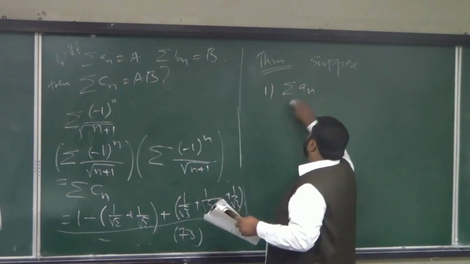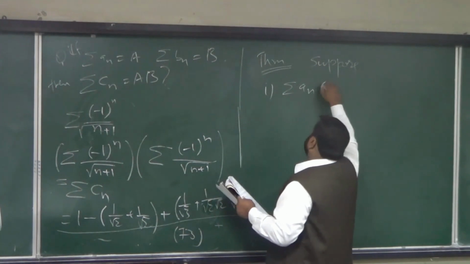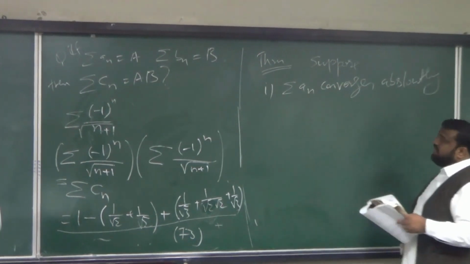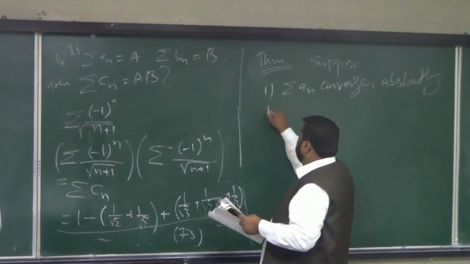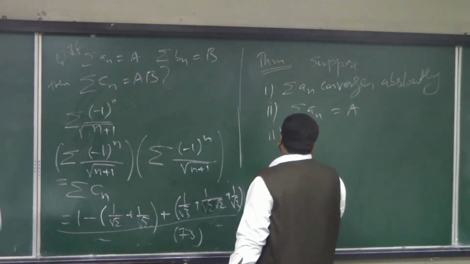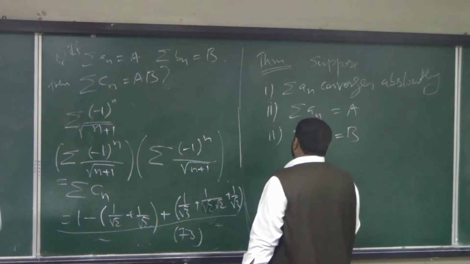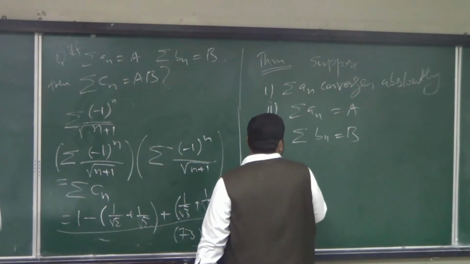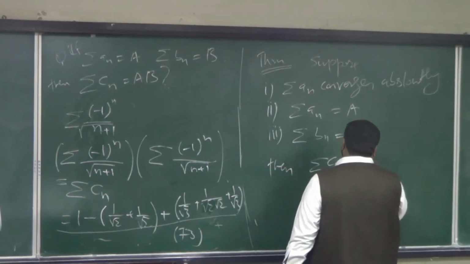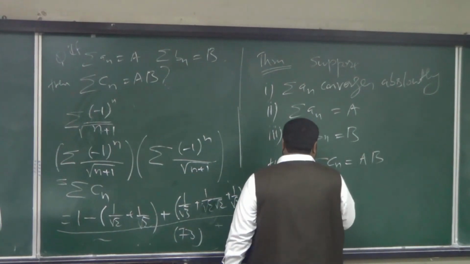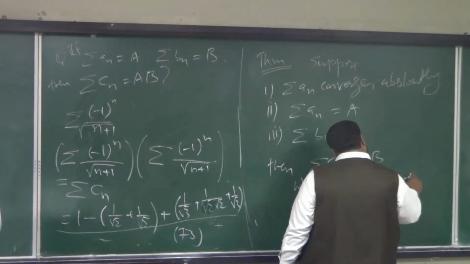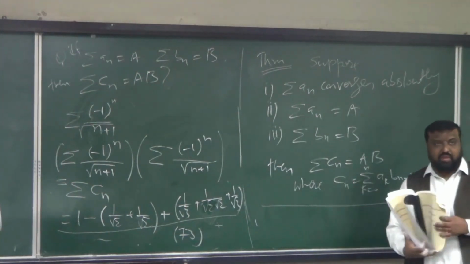Suppose that one of the series converges absolutely, and the second converges, and the third property is that the sum of A_n converges to A and the sum of B_n converges to B. Then the sum of C_n goes to AB, where C_n is the sum from k equals 0 to n of A_k B_(n-k). Okay?